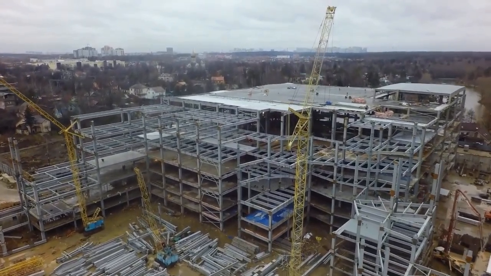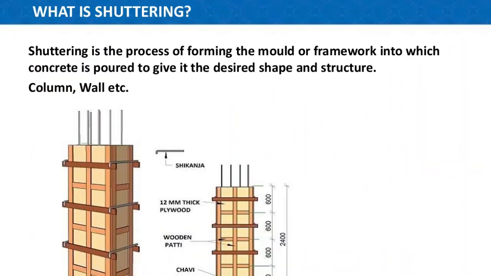So first is shuttering. Shuttering is the process of forming the mold or framework into which concrete is poured to give it the desired shape and structure. So it's forming a mold. And what is the example? Column, wall, etc. That means if it is vertical and it is forming the mold, it's called shuttering.